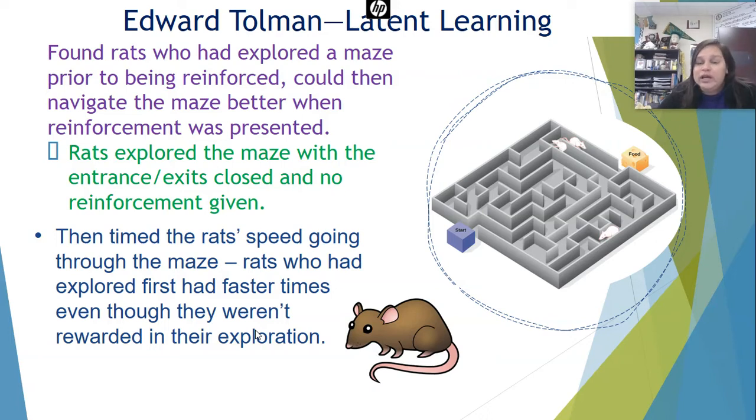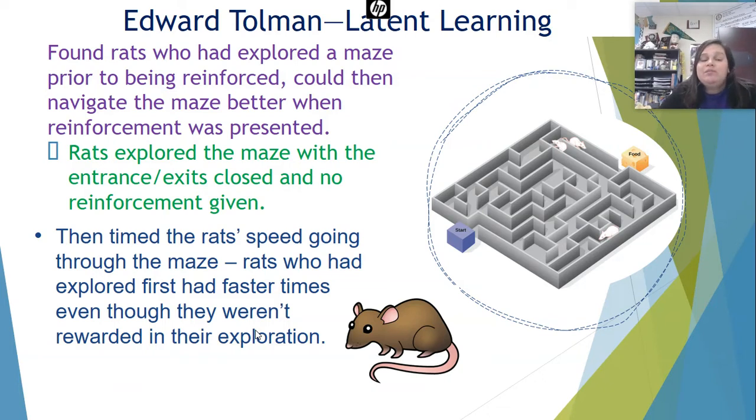There was no race, there was no reward, there was no punishment. He just kind of stuck them in the maze and let them run around. Later, he timed them to see how fast they could run through the maze if there was food or looks like cheese in the picture at the end of the maze. And he found that the rats who'd had time to explore the maze had much faster race times versus rats who had not had time to explore the maze.